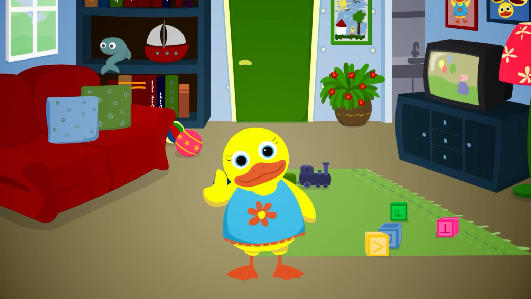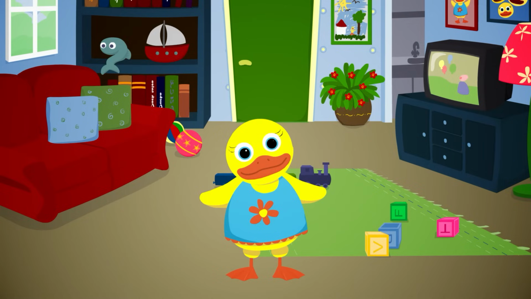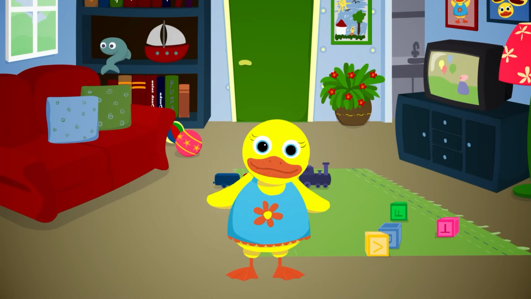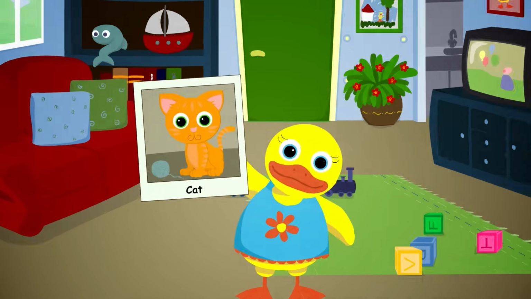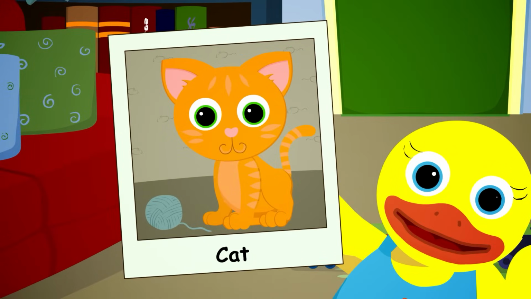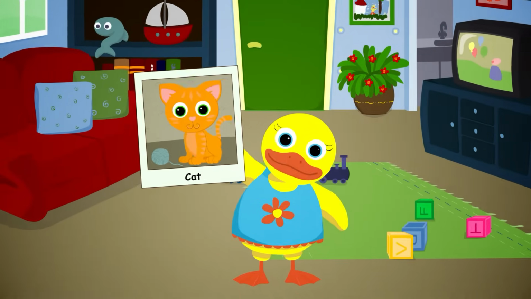Meow. What animal sounds like that? Meow. Ha ha! It sounds like meowing. I know what animals meow. Cats. Cats love to meow. It must be my friend Caleb, the cat at the door.